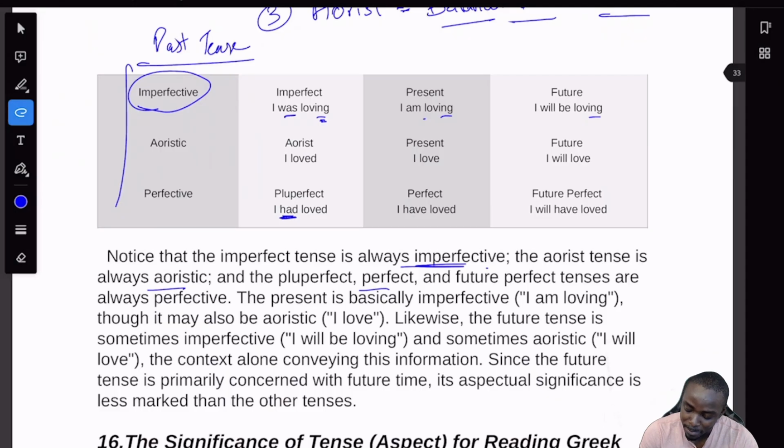The present is basically imperfective, I am loving, though it may also be aorist. I love it. So I tell you, this is the overlap happening. Likewise, the future tense is sometimes imperfective, I will be loving, and sometimes aorist, I will love. It's just that you have the word be, I will be, that is added to the imperfective, but generally it's the same idea you're carrying. The context alone conveying this information. Since the future tense is primarily concerned with the future time, its aspectual significance is less marked than the other tenses, right? No big deal there.